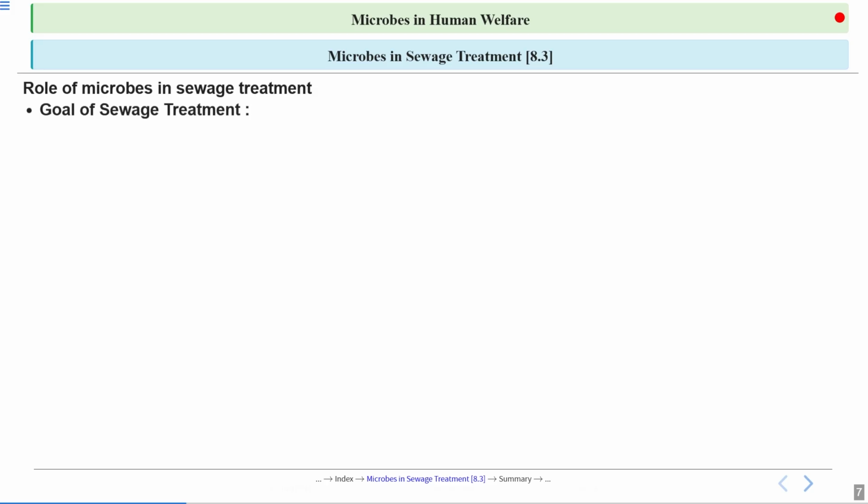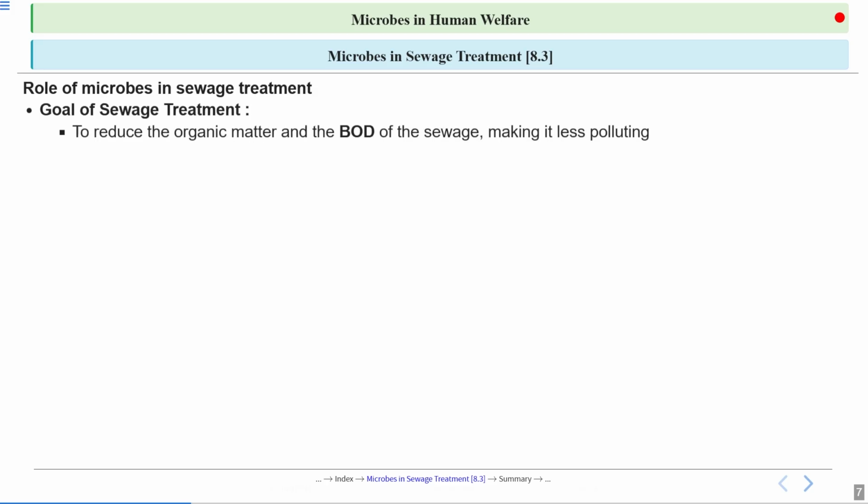Now let's move on. What is the goal of sewage treatment? Why do we want to treat this sewage? To make sewage less polluting, we reduce the amount of organic matter. So the goal is to reduce the organic matter and the BOD of the sewage, making it less polluting. We want to make this water cleaner so that it is safe for the environment. So we want to reduce the organic matter.